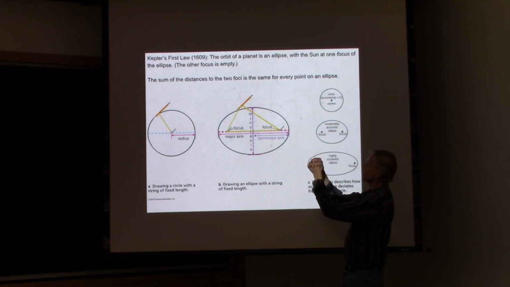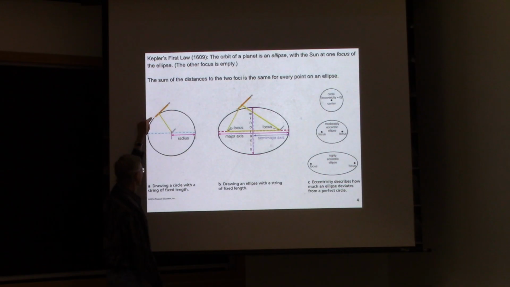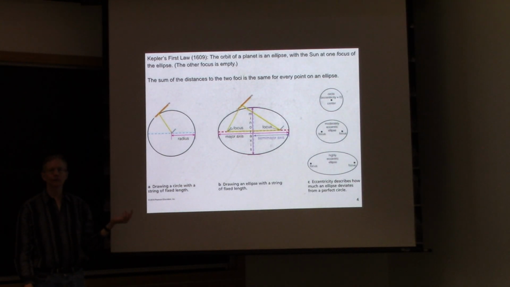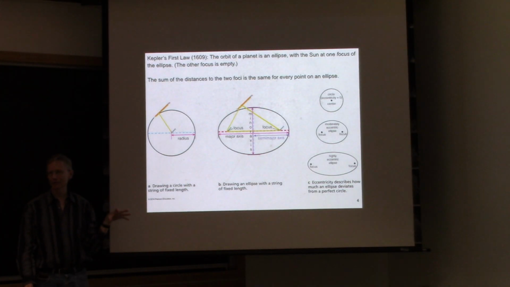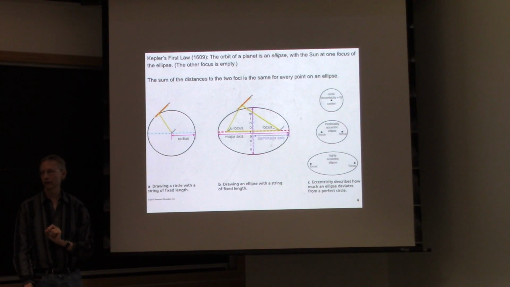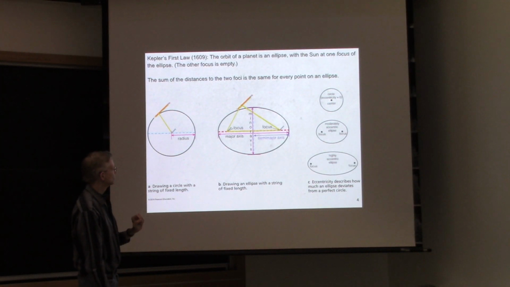If you move both the foci to the same point and do the same thing, you'll be drawing a circle. So every circle is an ellipse, but most ellipses aren't circles, right? In other words, a circle is just an ellipse where the two foci are coinciding with one another. They're on top of one another.